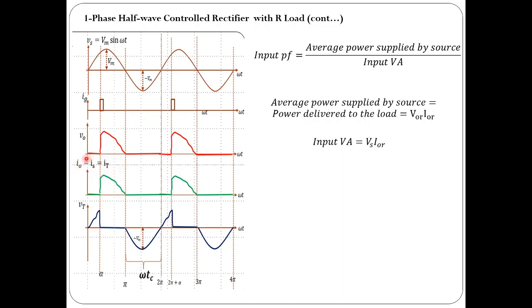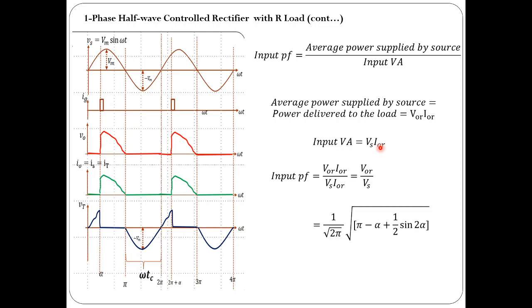In this case IS is same as I0 is same as IT. All are connected in series. Source, thyristor and load are connected in series, so their currents are equal. So input VA is equal to VS into IS, which is equal to VS into IOR. So substitute this, you will get input power factor is equal to V0 by Vs, which is equal to 1 by under root 2 pi into square root of (pi minus alpha plus half sin 2 alpha).